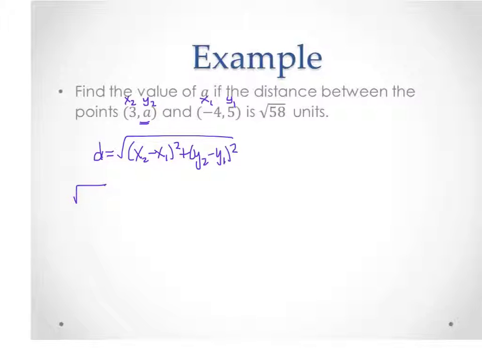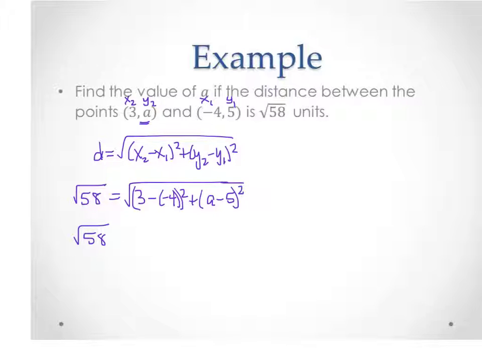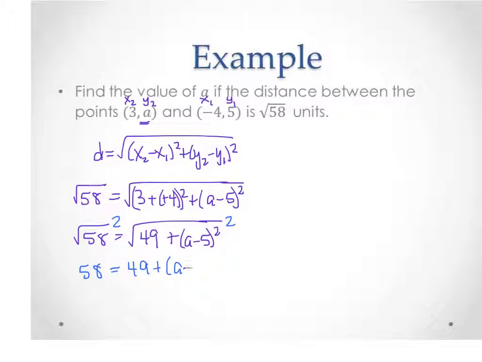So this time we have the square root of 58 equals 3 minus a -4 and a minus 5. And we're going to simplify. And if you want to, we could probably go ahead and change that to a 49 because it's going to be 7 squared. Okay, so the next step is to get rid of the square root. So I'm going to square both sides. So we get 58 equals 49 plus a minus 5 squared.